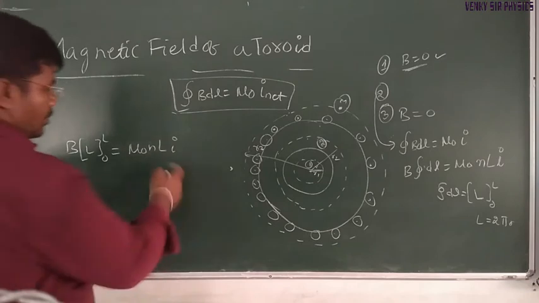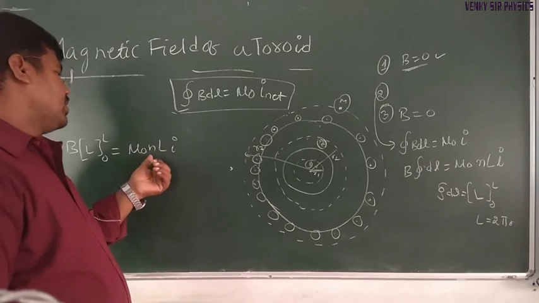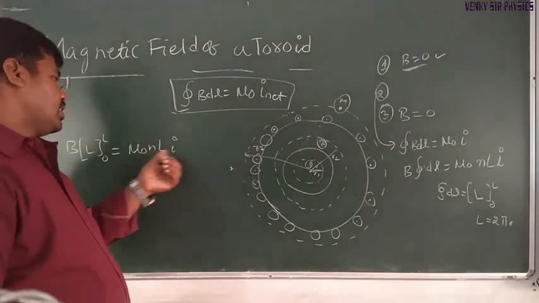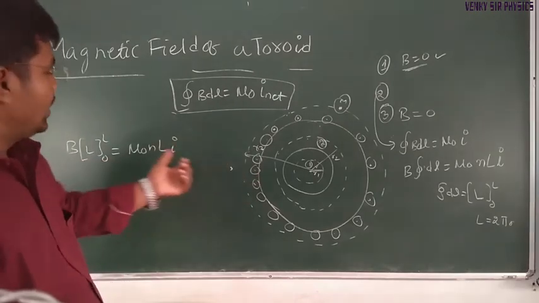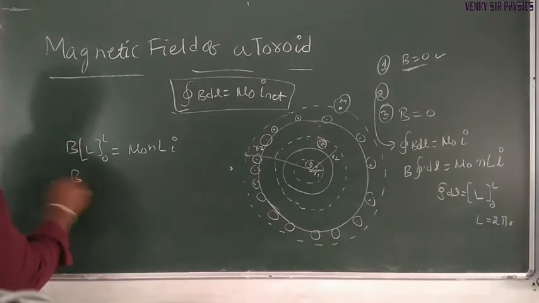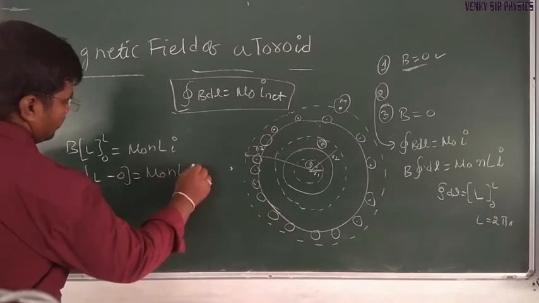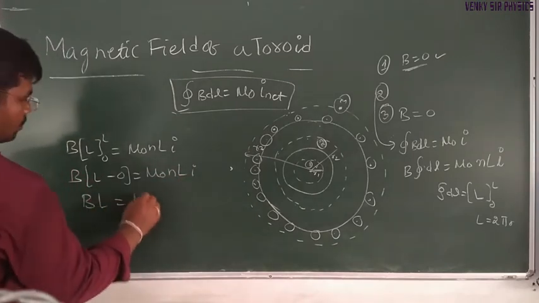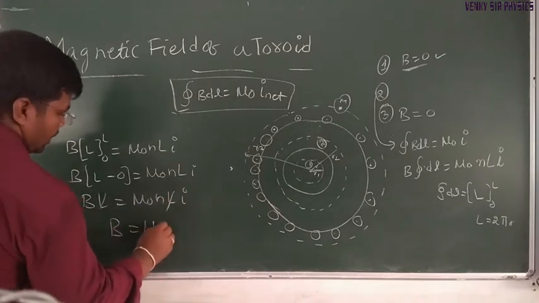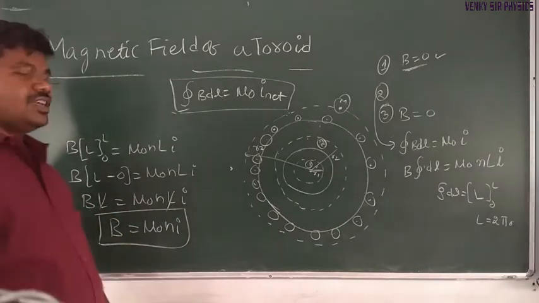How do we calculate the total current? It is the number of turns per unit length, times the total length of the toroid, times the current. The total current in the toroid is small n, capital L, into I. Substituting limits, upper limit minus lower limit, B into capital L is equal to mu naught n L I. L gets cancelled. B is equal to mu naught n I. So this is the magnetic field of a toroid.